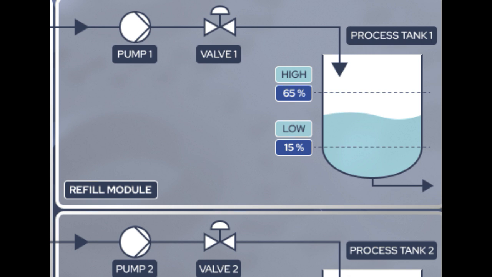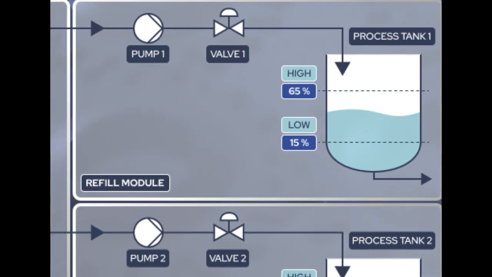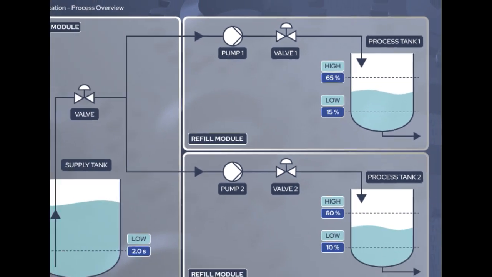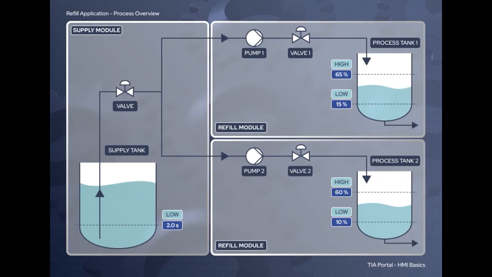For those of you that have taken my other course, these input parameters are new in this course. In the other course, we didn't have a supply low-level delay, and the low and high level of the process tanks were hard-coded percentages in the PLC program. Here they are defined as input parameters, because the idea is that they can be adjusted by a user on the HMI panel.